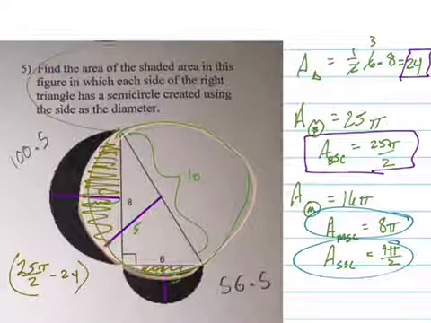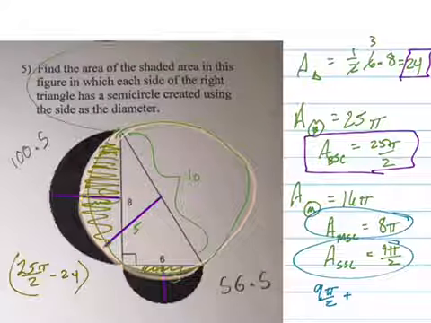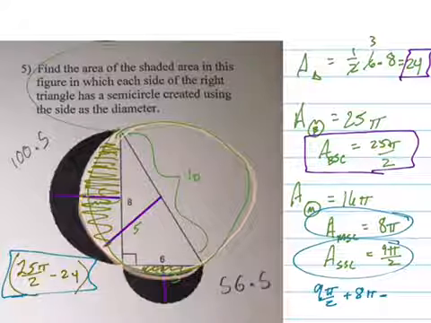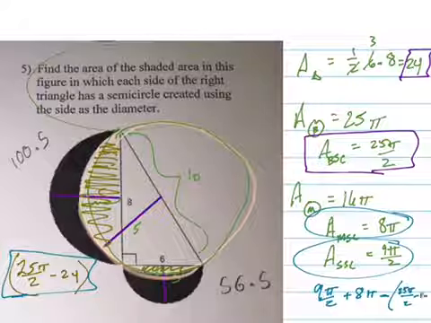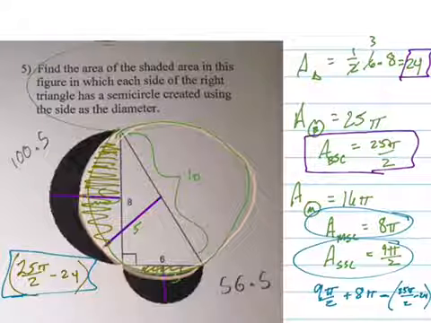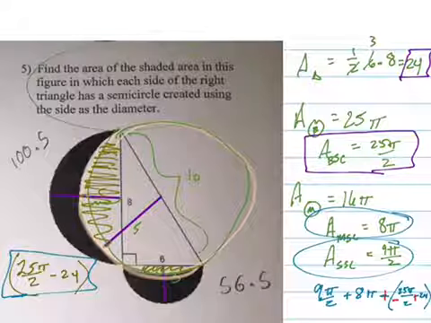I'm going to add those up, 9 pi over 2 plus 8 pi, and then I'm going to subtract out 25 pi over 2 minus 24. Be careful, use a parenthesis so you can subtract it out correctly. So you can distribute this in also. Make sure you distribute the negative and positive. And so you can maybe add the pi's together so it's a little bit cleaner.